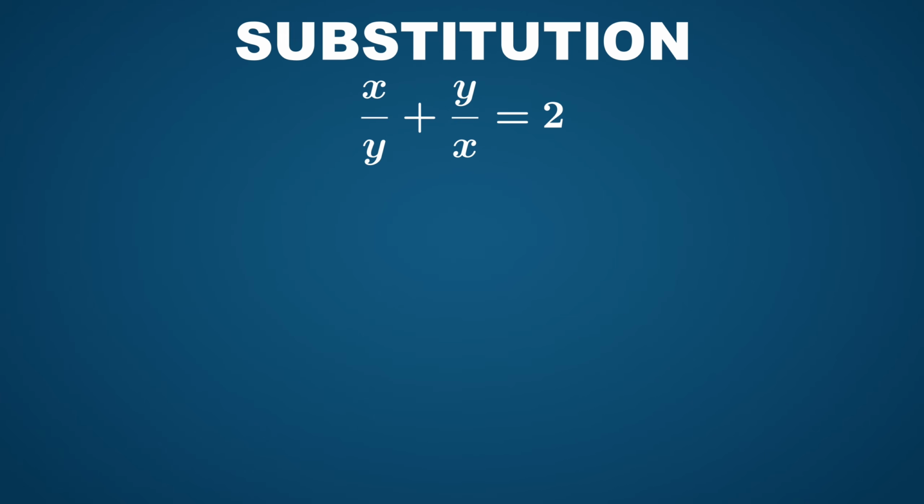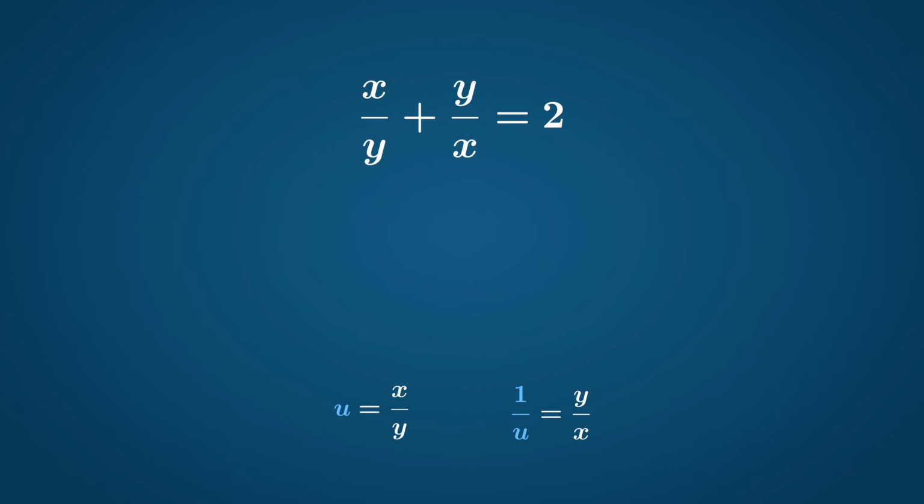We introduce a new algebraic variable called u. We define u to be exactly equal to the very first fraction. Let u equal x divided by y. If u is equal to x divided by y, the reciprocal of u represents the exact value of the second fraction, y divided by x. The reciprocal of u is simply written as 1 divided by u. We replace the fraction y divided by x with the new expression 1 divided by u.